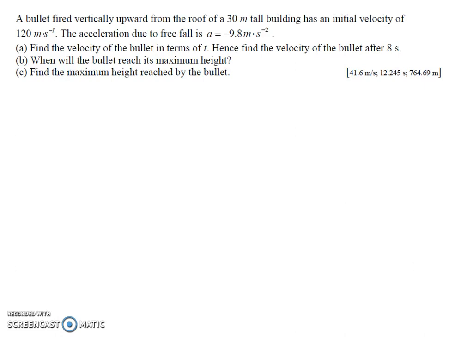Here we have a bullet fired vertically upward from the roof of a 30-meter tall building and has an initial velocity of 120 meters per second. So this would give me initial, the magic word, means when time is 0, we get a condition t equals 0, v equals 120 meters per second. The acceleration due to free fall is given by this expression.